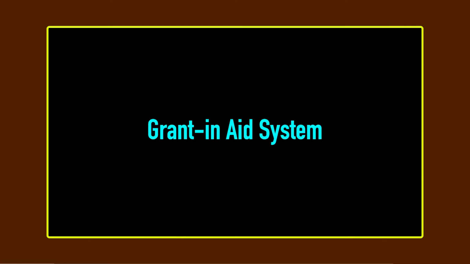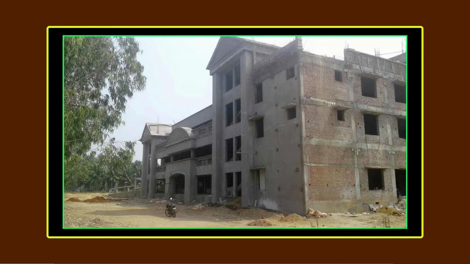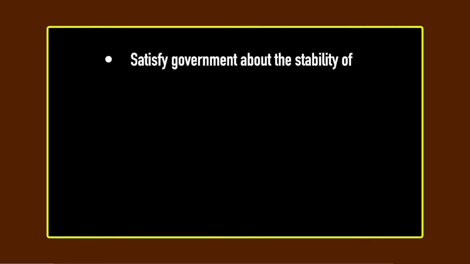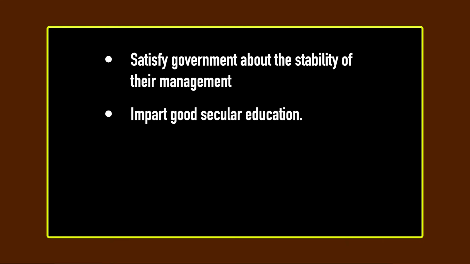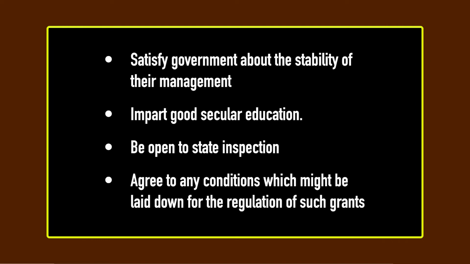Next was the grants-in-aid system. The Despatch recommended that a grant-in-aid system should be developed. Private institutions should be given grants for increasing teachers' salaries, scholarships, libraries, construction of buildings, etc. The Despatch proposed to give grants to such schools and colleges as would satisfy the government about the stability of their management, impart good secular education, be open to state inspection, and agree to any condition which might be laid down for the regulation of such grants.